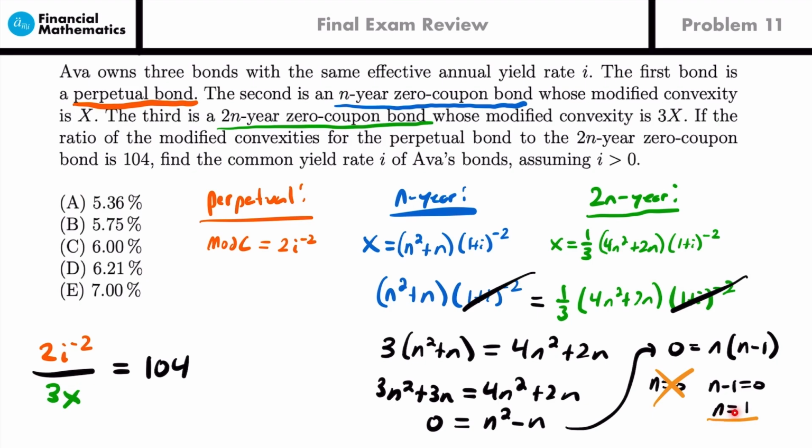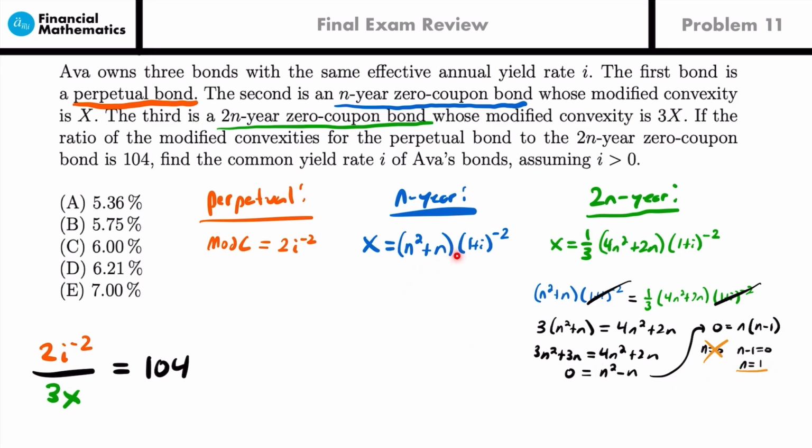We should now be able to use that to help us express x in terms of one unknown variable, not two, right? This one's a little bit easier to work with than this one. So if we plug 1 in for each of these n's, we'll have a very nice expression for x that maybe we can combine with this expression to solve for I. So let's work on that. Since we know that n equals 1, let's plug it in for these two n's, and we'll find that x is equal to (1 squared plus 1) times (1 plus I) to the power of negative 2. Now 1 squared is 1, plus 1 will be 2. So this just becomes x is equal to 2 times (1 plus I) to the power of negative 2.